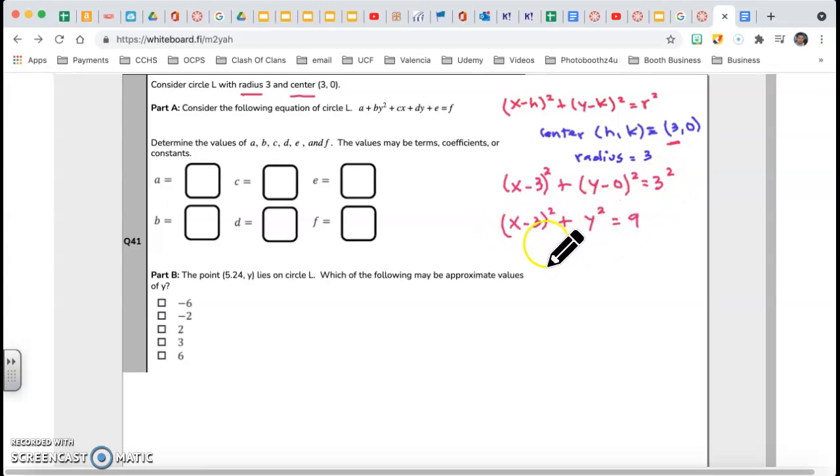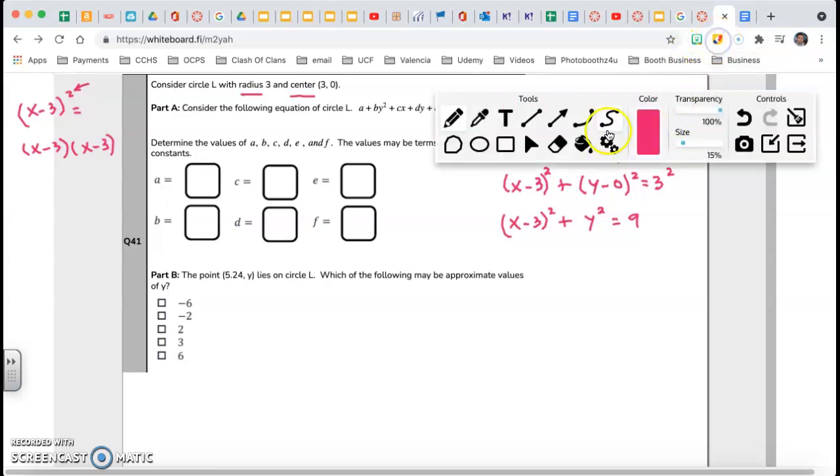Okay, I have this, but I need something without parentheses. So that means I have to work with this (x minus 3) to the second power. So let me bring it to the side. Unless you know the pattern, the easiest way to do this is (x minus 3) to the second power is the same as (x minus 3) times (x minus 3). You see? Two of the same. That's what my exponent is telling me. Once I'm here, then you have to do FOIL.